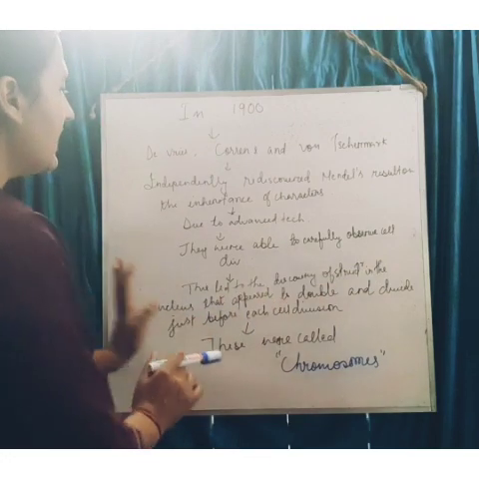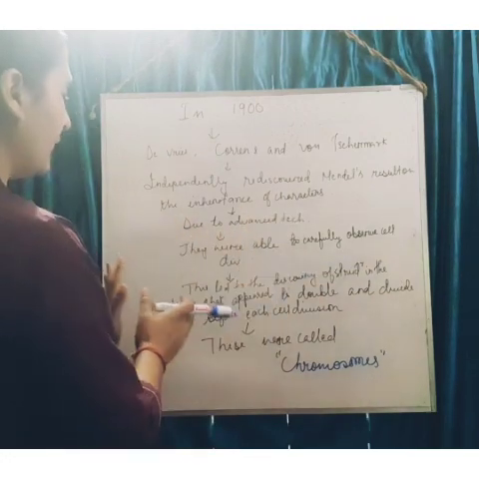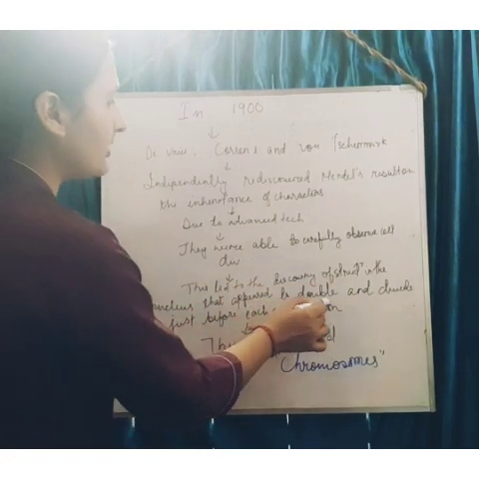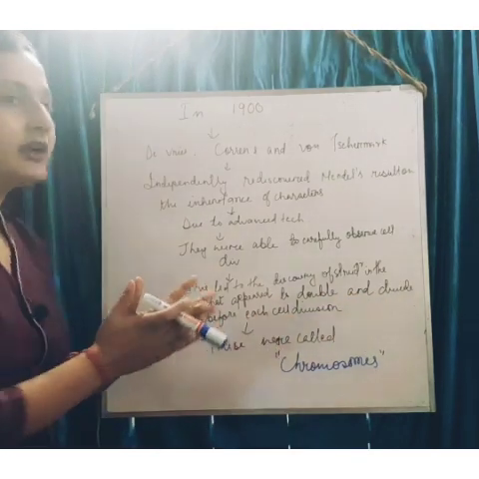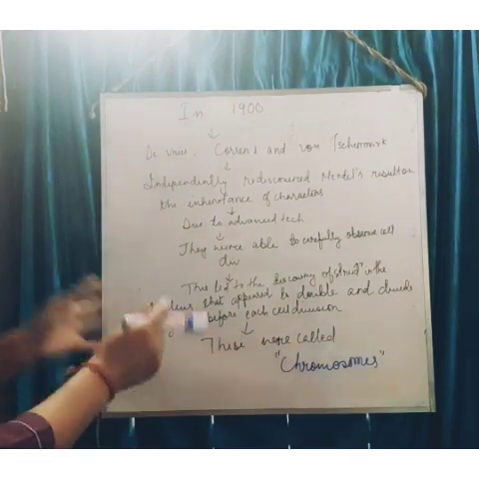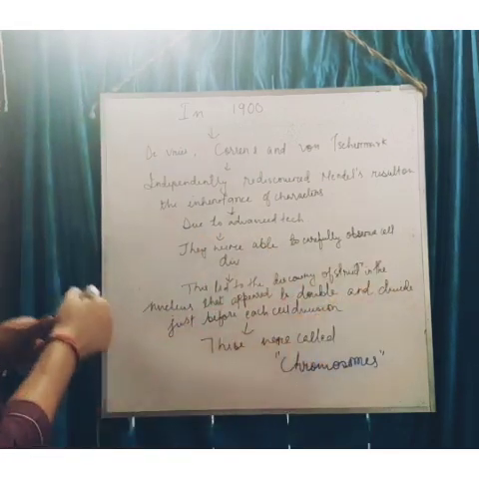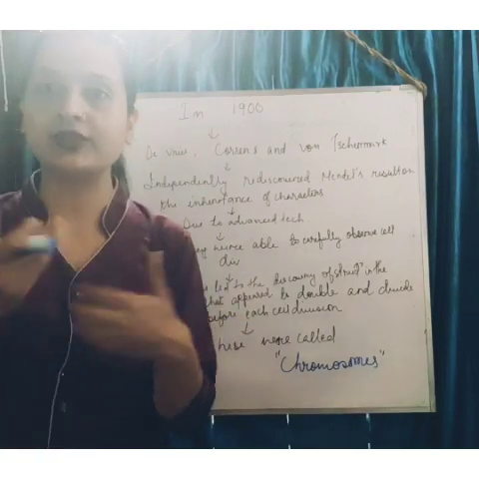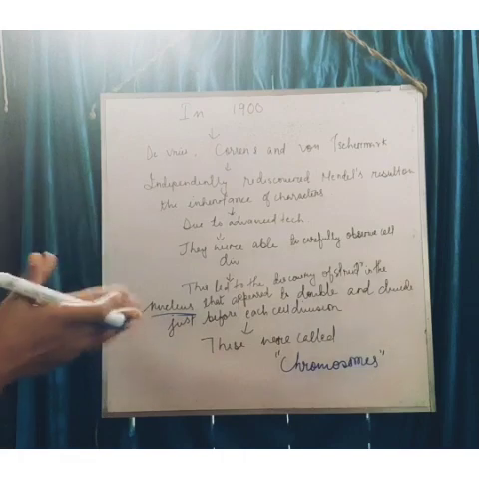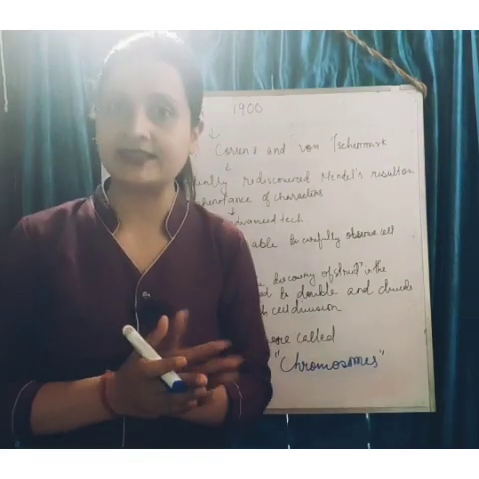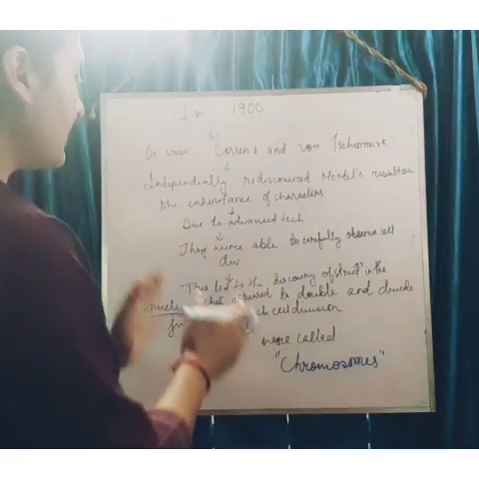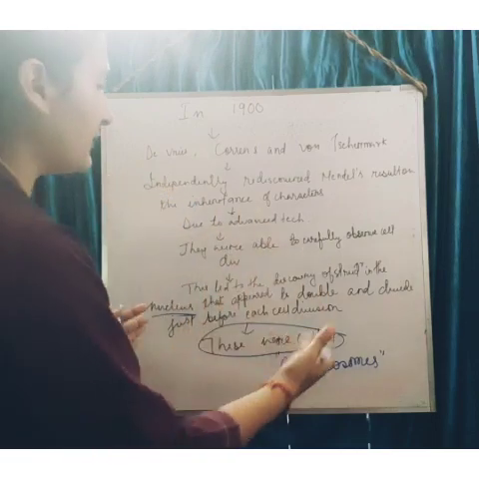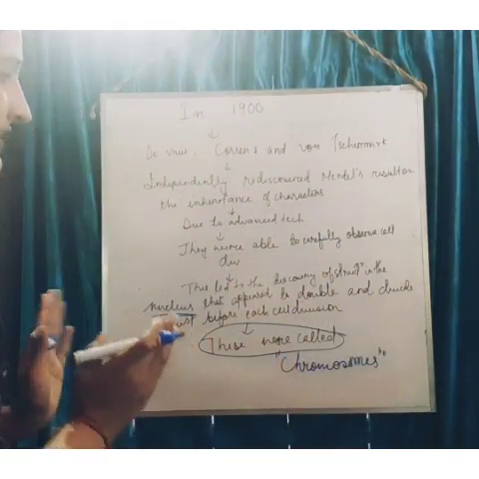So after observation, this led to the discovery of a structure in the nucleus that appeared to double and divide just before each cell division. They discovered a structure inside the nucleus, and that structure appeared to double, replicate, and divide just before the cell divides. The structures observed, which divide before each cell division, were chromosomes.